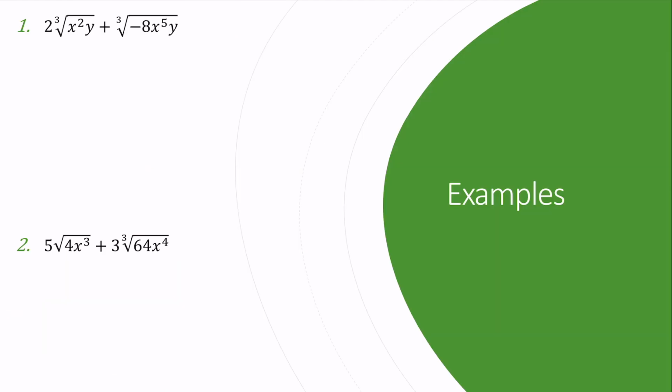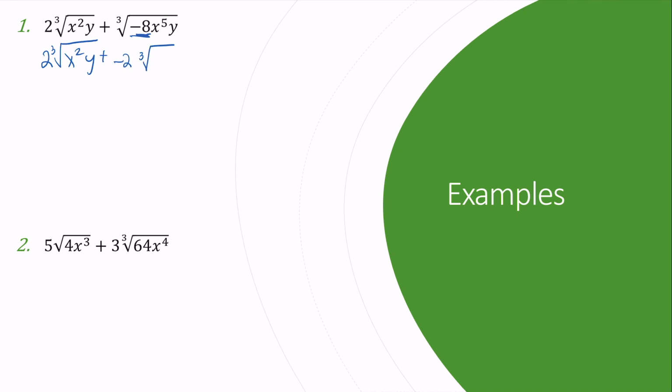Next, I have 2 cube root of x squared y plus 3 cube root of negative 8x to the 5th y. So before we were doing square roots, now we're doing cube roots. That's going to give me 2 cube root of x squared y plus the cube root of negative 8 is negative 2.